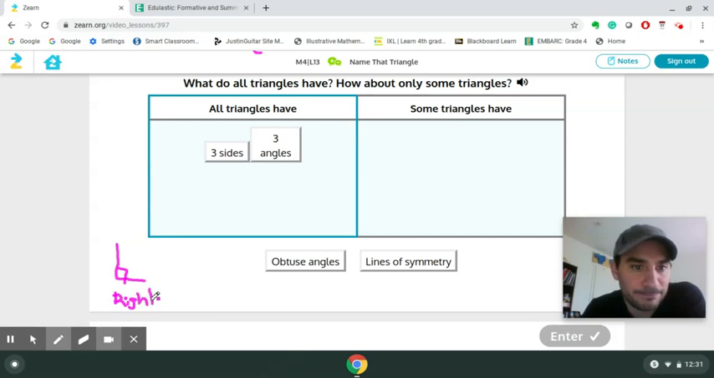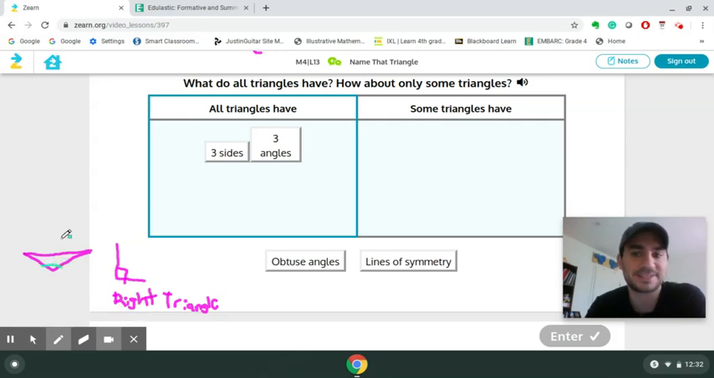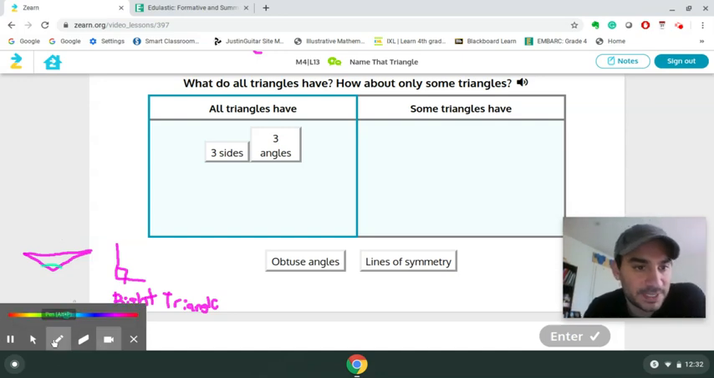Now, anytime a triangle has a right angle, it's just one, okay? If it has one right angle, we call that a right triangle. Say it with me, a right triangle. Okay? Anytime a triangle has one angle that's larger than 90 degrees, not the prettiest triangle in the world, but we can see that this angle opens up larger than 90 degrees. That's called an obtuse angle, and we can call that an obtuse triangle.